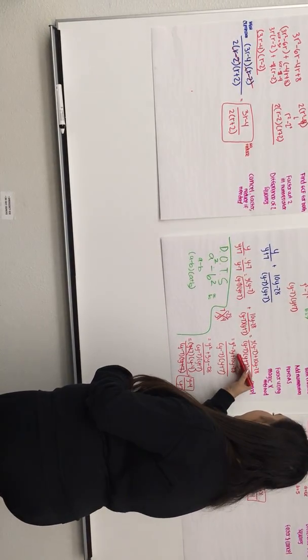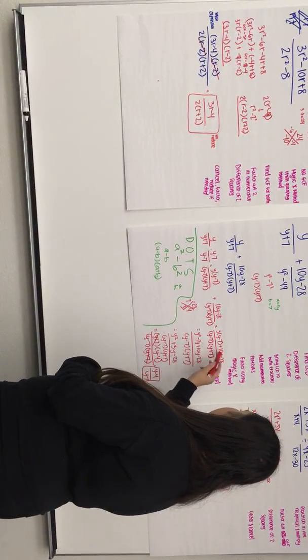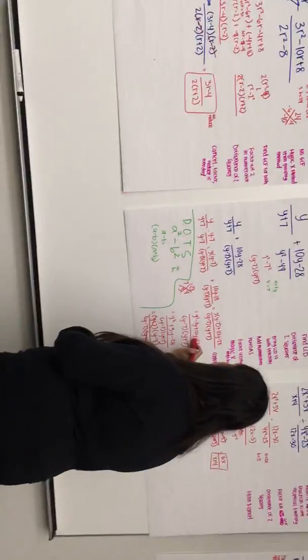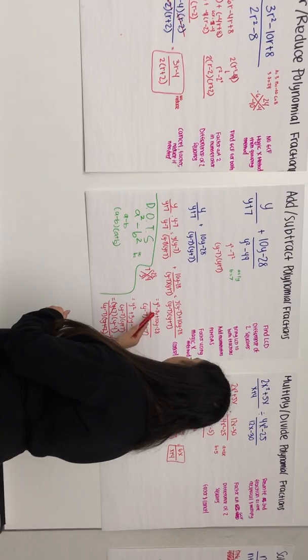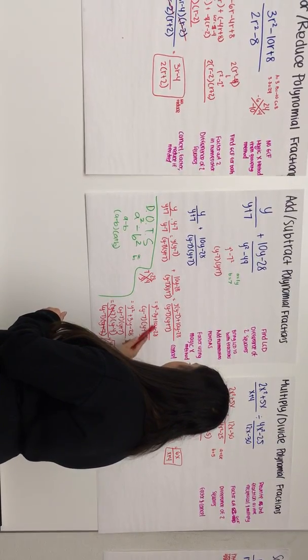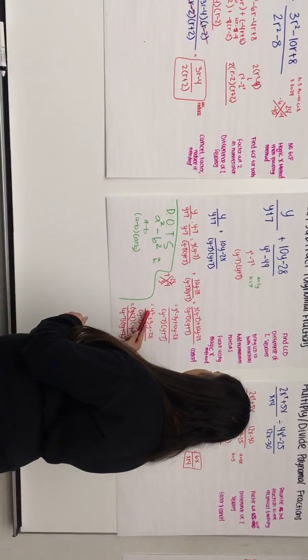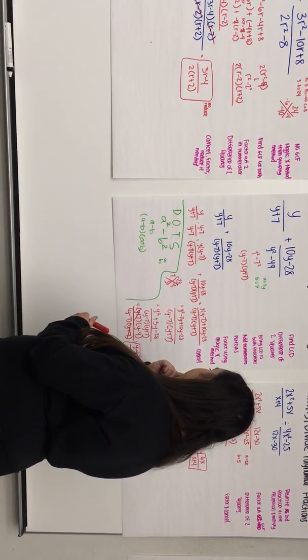Y times y is y squared, and y times negative 7 is negative 7y. And then you just put the rest, bring it down. And then you're going to want to combine the like terms, since the y's are the only like terms. Negative 7y plus 10y is 3y. So we have y squared plus 3y minus 28. So we're done. No.